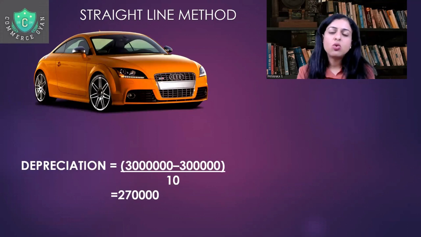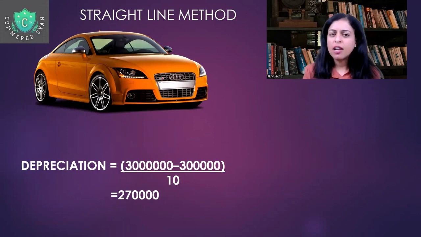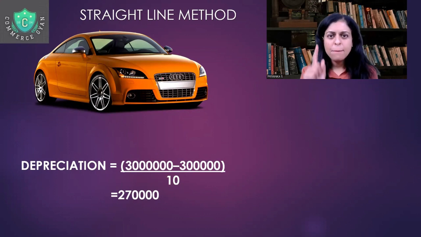Let's take an example in numbers now. If the car value is 30 lakhs and at the end, let's say the scrap value comes to 3 lakhs after 10 years. So 10 years is the life of the car. How do you calculate the depreciation? We say 30 lakhs minus 3 lakhs divided by 10, and this gives me 2,70,000 per year. So why am I taking this scrap value into consideration?